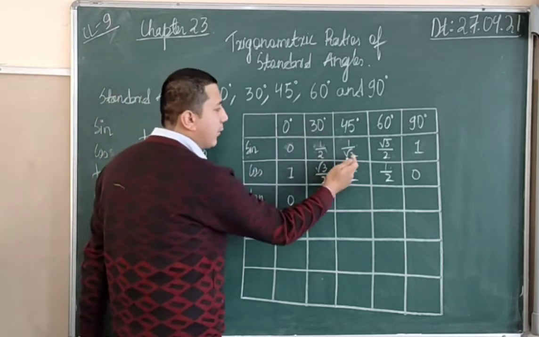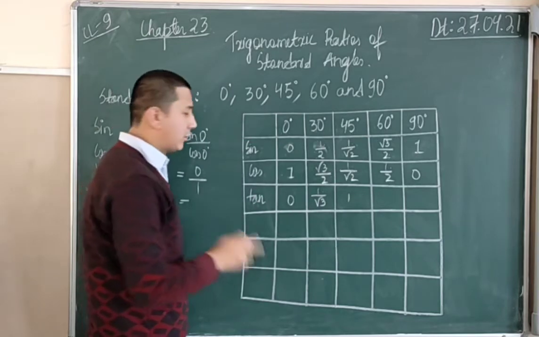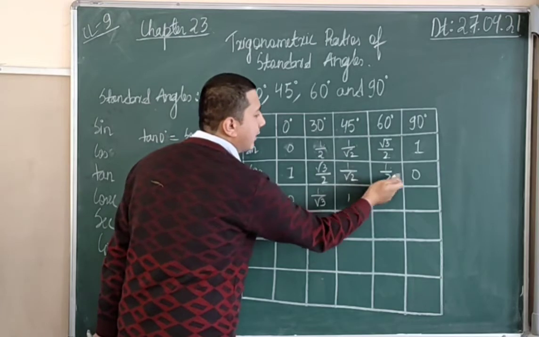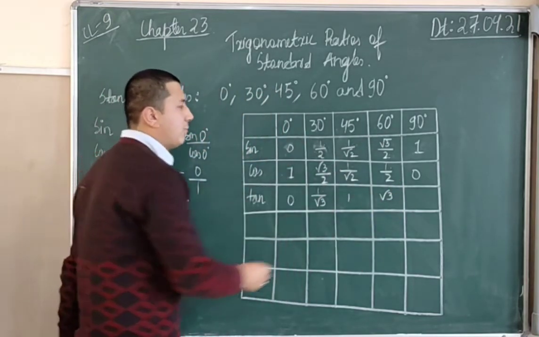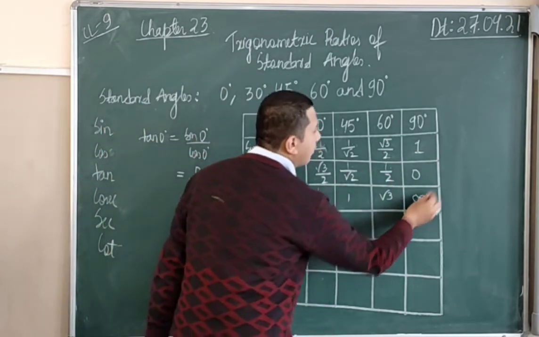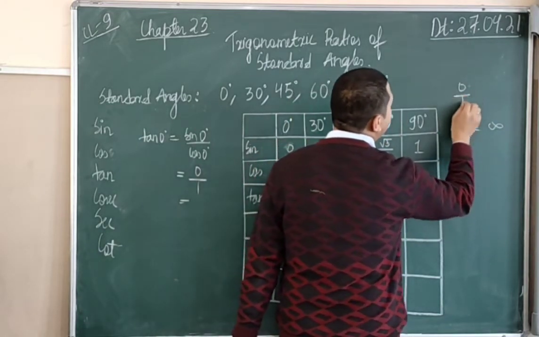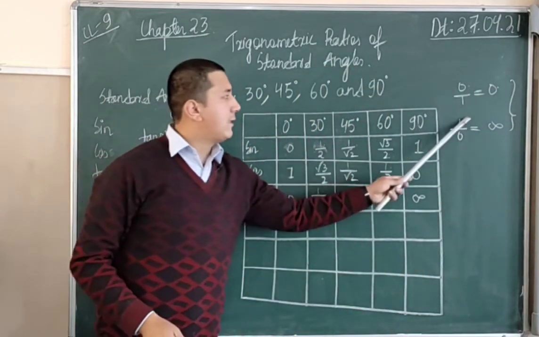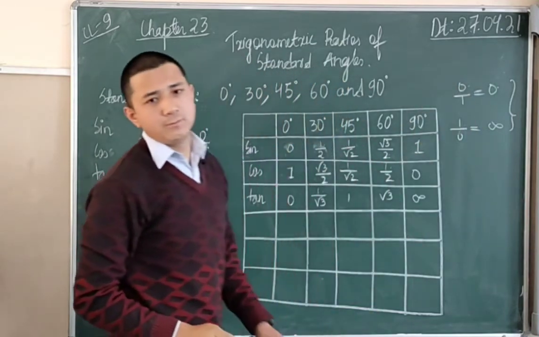Tan 45, 1 by root 2 divided by 1 by root 2, everything cancels out, 1. Tan 60, this divided by this, the 2 gets cancelled out, root 3. And tan 90 means 1 by 0, so 1 by 0 is infinity. 1 divided by 0 is always equal to infinity, but 0 by 1 is always equal to 0. So please remember these two things: 1 by 0 is infinity, and 0 by 1 is 0.